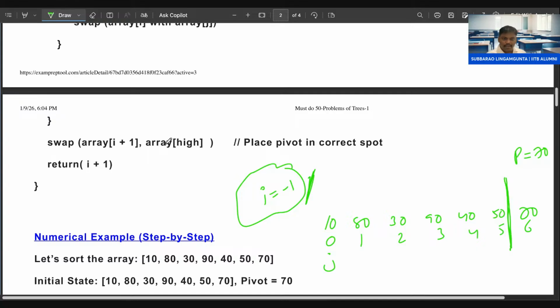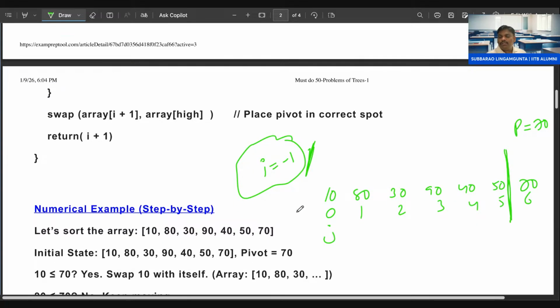Yeah, now come back. I is equal to -1, J is equal to 0, pivot is equal to 70, everything is perfect. Now see this one. The loop is started. J value 0, A of 0 is 10. Is 10 less than or equal to 70 or not? Yes, so less or equal came. Then I will increment.